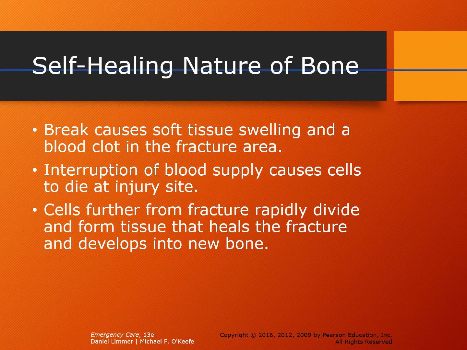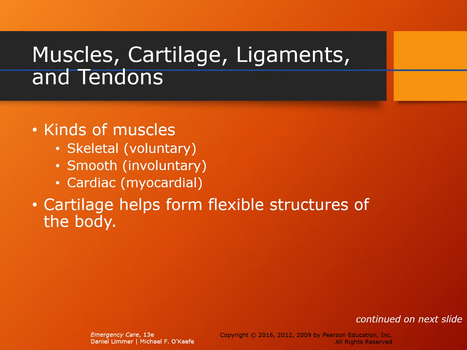So not everyone has that ability to create these new, stronger forms where the bone has broken. It's very important to remember that. Now, we've talked a lot about the bones. Let's talk about the other, a lot less important, less focused on actors in this play that we call musculoskeletal injuries. So we have three kinds of muscles.